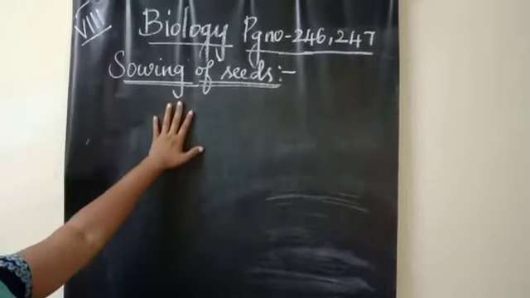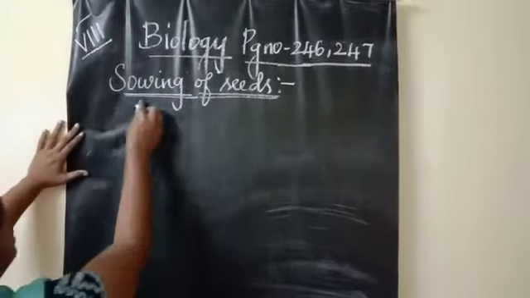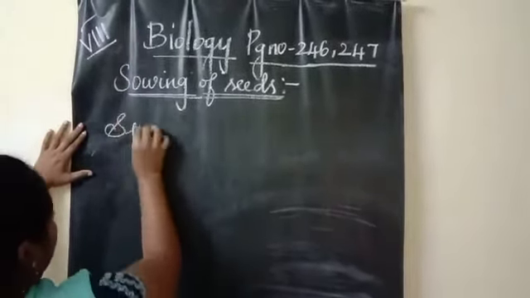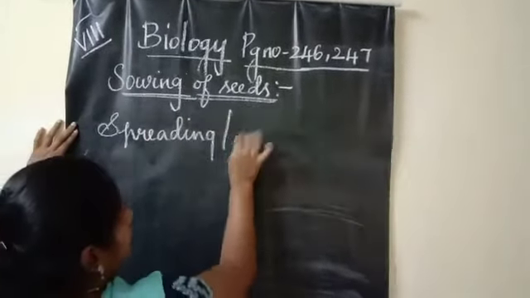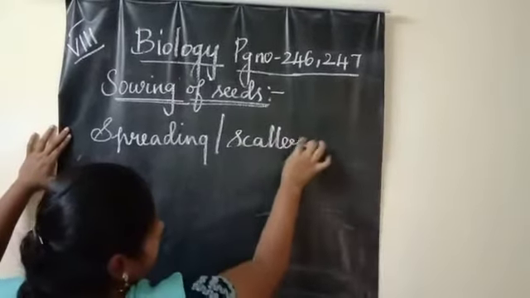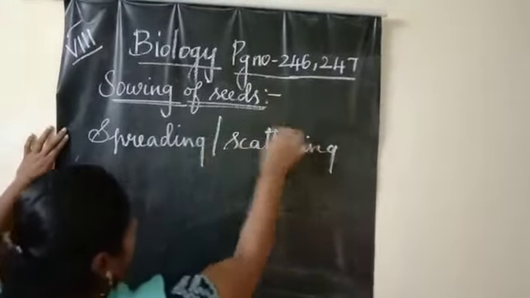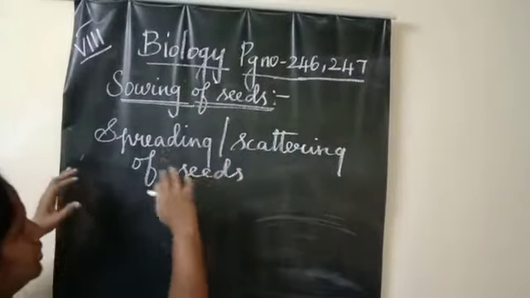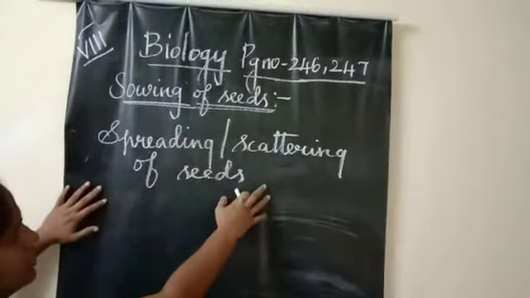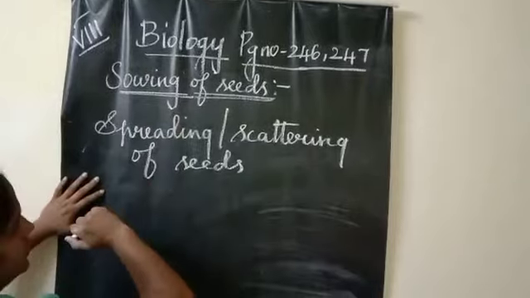We are going to see about the sowing of seeds. What do you mean by sowing of seeds? It is nothing but spreading or scattering of seeds in the soil. Sowing or spreading of seeds in the soil is called sowing of seeds.